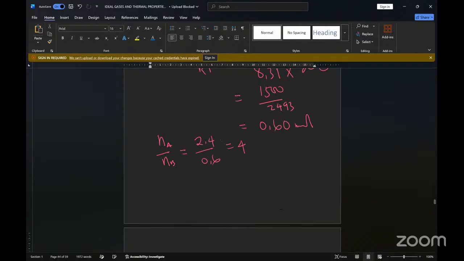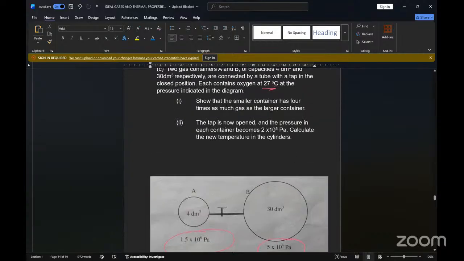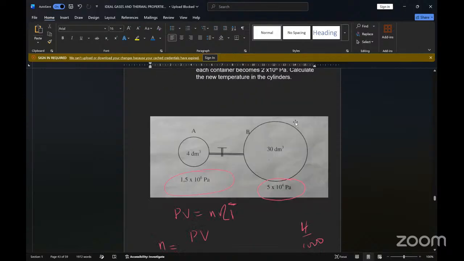So Na over Nb is equal to 4. Therefore, Na is equal to 4 times Nb, because you're cross multiplying: this times that should be equal to this times that. So 1 times Na is Na, 4 times Nb is that. So you have proved it. You proved that the smaller container has 4 times as much gas as the larger container.